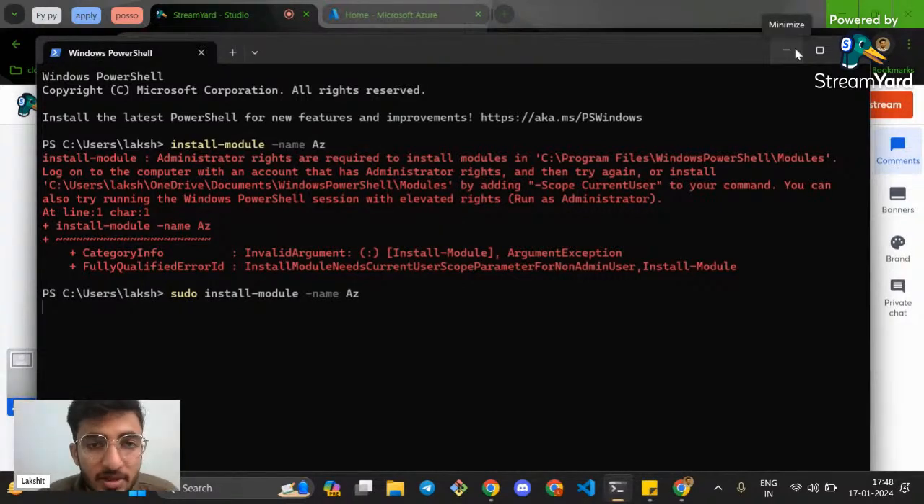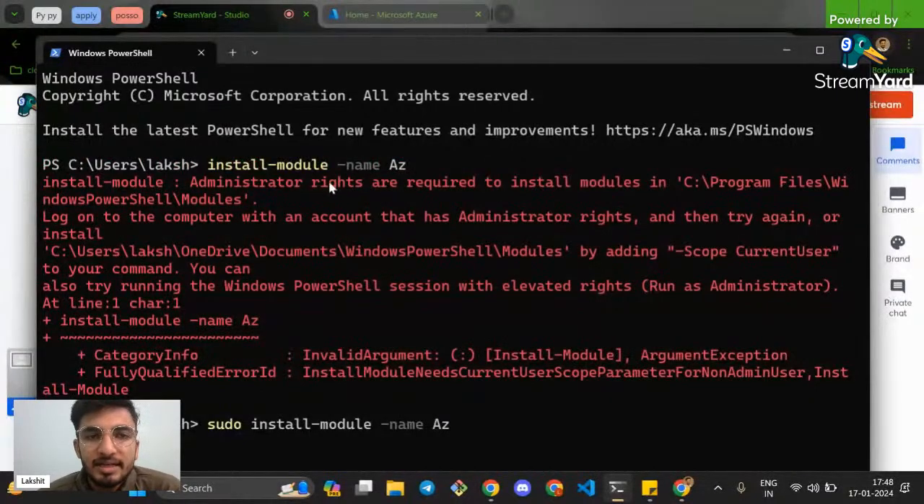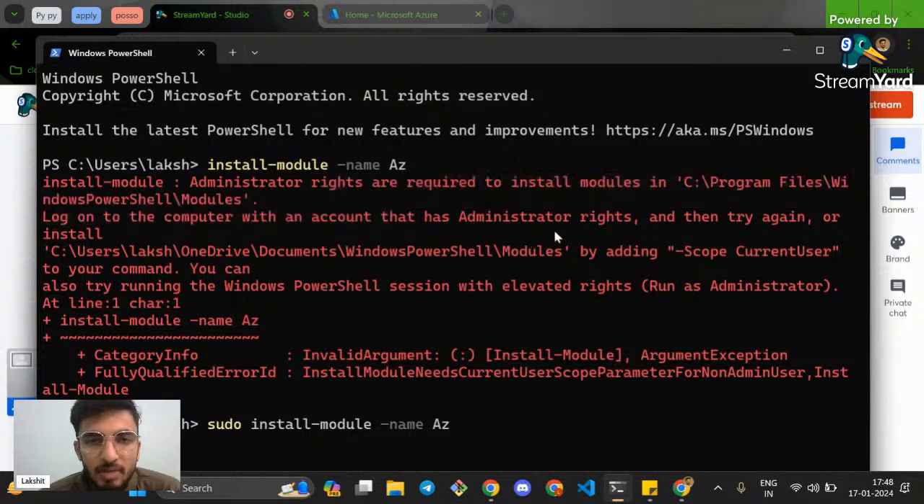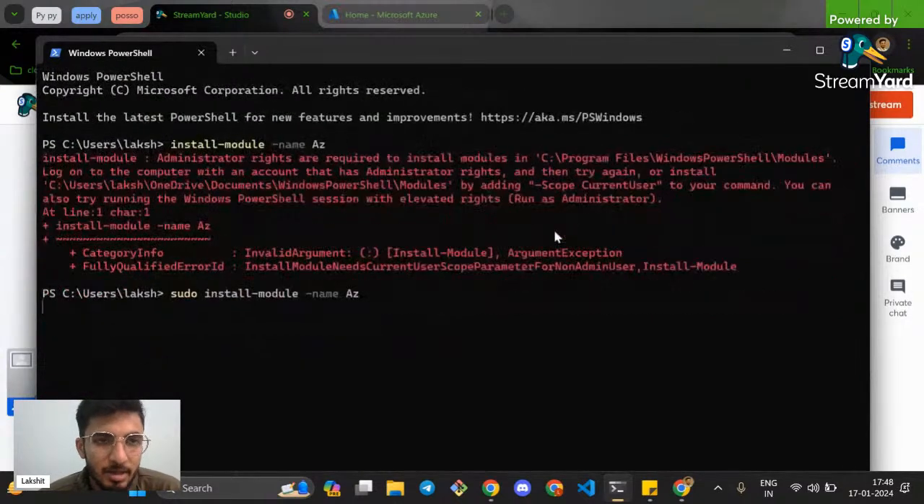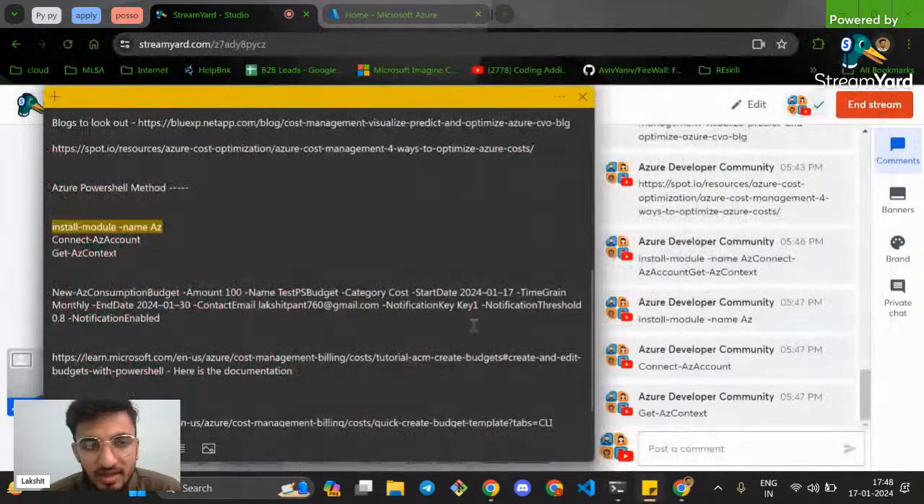I'm not a super admin user. So just see here very quickly what kind of error I'm getting. It's telling me that administrator rights are required to install these modules in the PowerShell. So I have to log in as an administrator in my PowerShell. Then I can always run these types of commands, right?